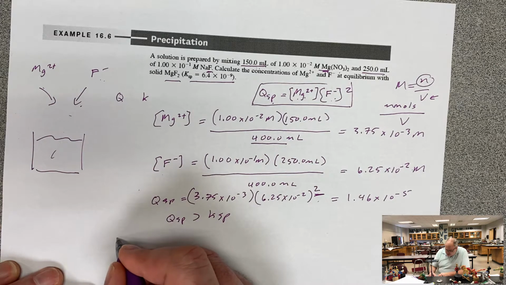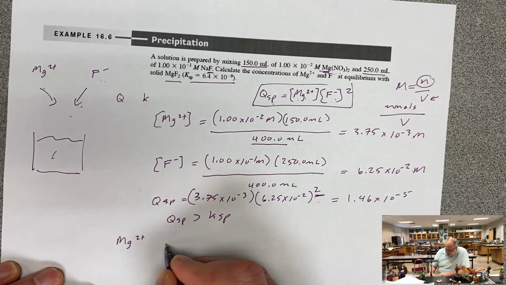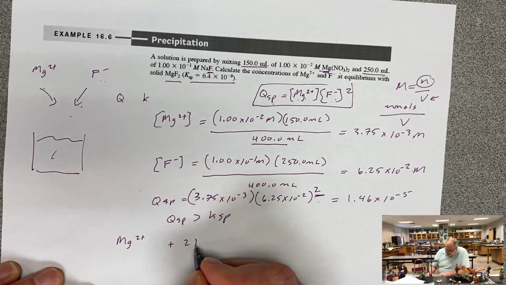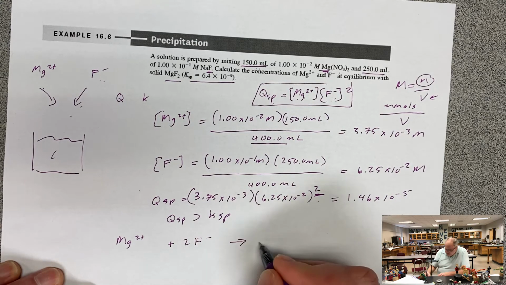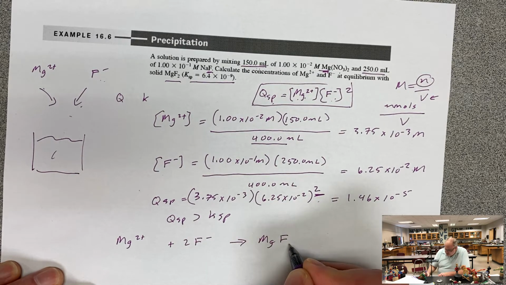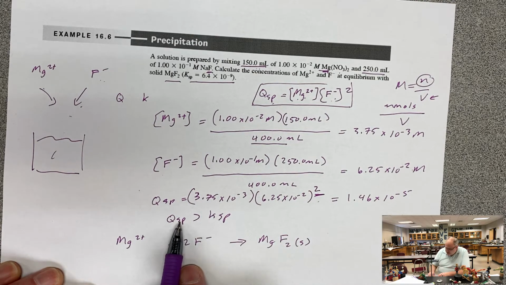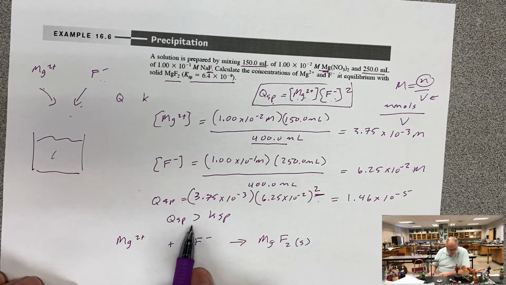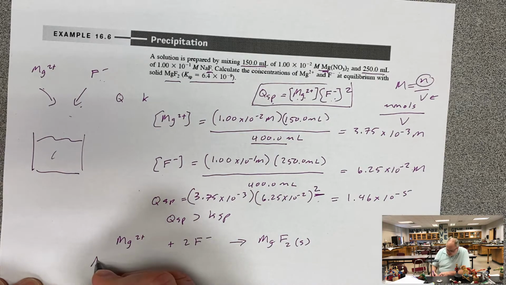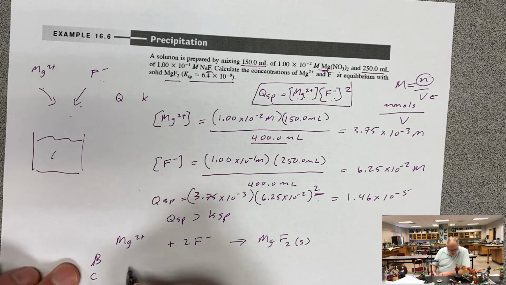This is the equation we're running. We're running Mg2+ and we're running two F minuses all together, and together they're forming MgF2. That's what we're doing when we're throwing this in here, if we are forming a precipitate. And we know that our QSP is bigger than our KSP, so we are gonna form a precipitate. So we can do a before, change, and after, a BCA, but we could just do this.